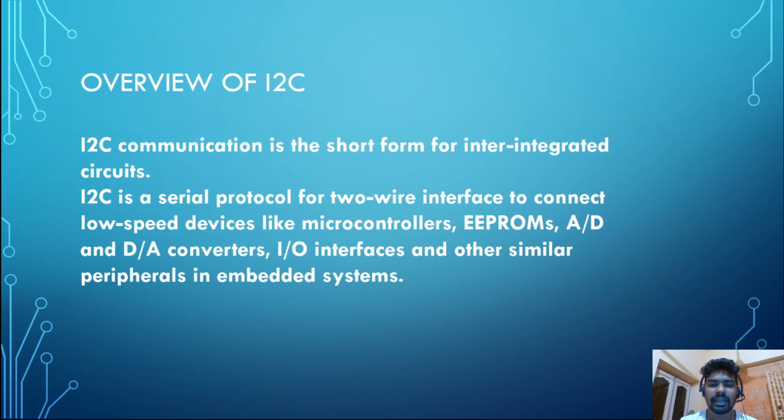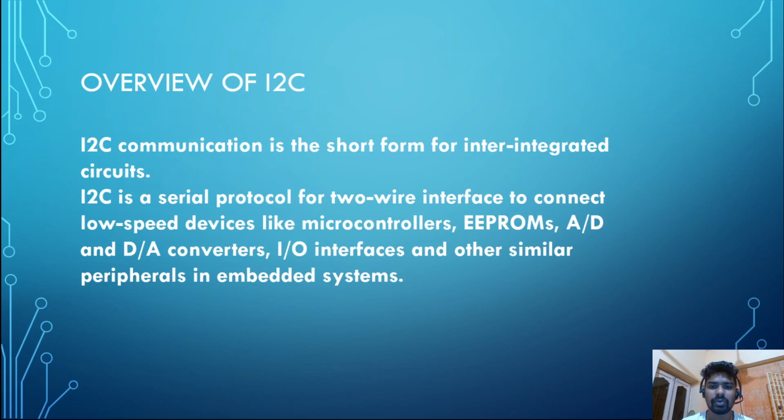I2C stands for Inter-Integrated Circuits. I2C is a serial protocol. So there will be two types of communications. One is serial and the other one is parallel. In serial, there will be one data line connected between the transmitter and receiver, and data bytes will be sent bit by bit. In parallel, there will be multiple lines connected between the transmitter and receiver, and hence multiple bits per byte will be sent at a time.